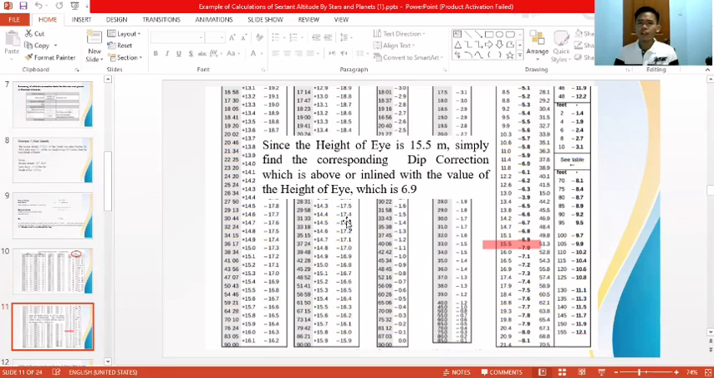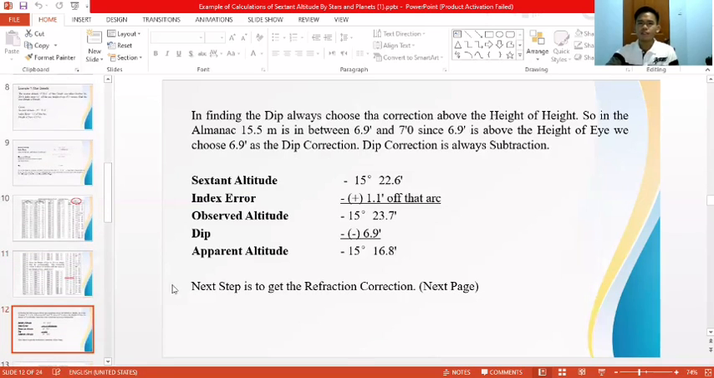Since the height of eye is 15.5 meters, simply find the corresponding dip correction, which is above or in line with the value of the height of eye, which is 6.9. We can see here with the red highlighter the value 15.5. We look above or in line, so the value is 6.9. Next.